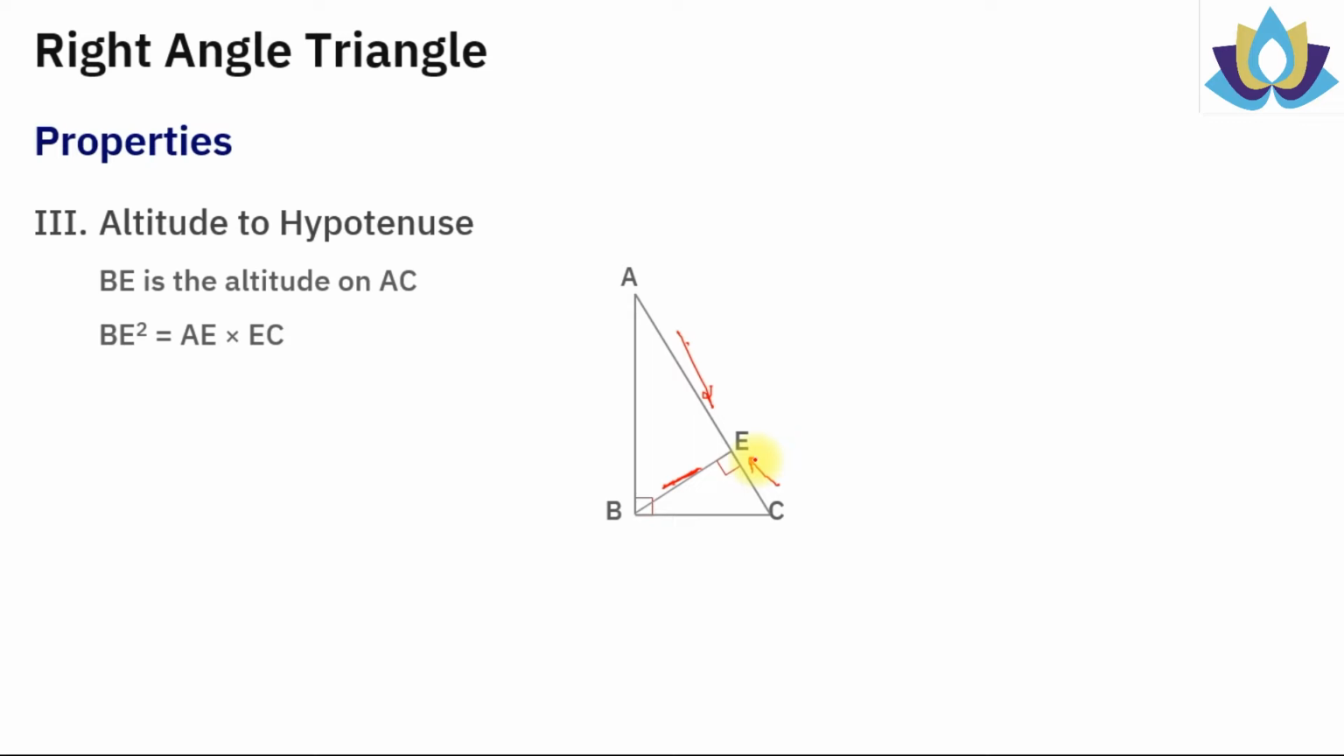This is actually derived from similarity. We are yet to discuss that. We'll discuss that later on. But for the time being, this is a direct property. You can note down: BE square is equal to AE into EC. So E is a common point to all. You can clearly see E is a common point to all the segments.